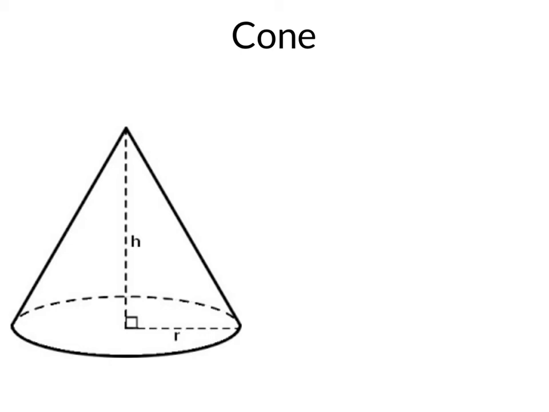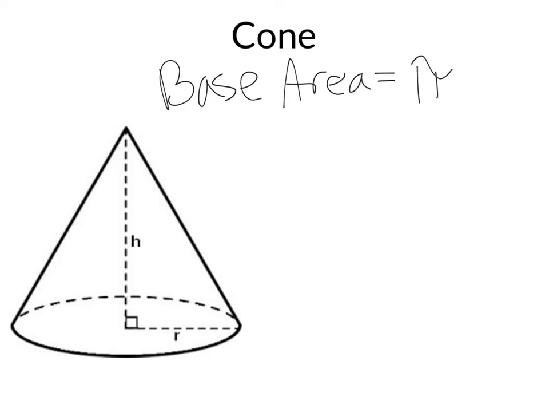Alright guys, so these last couple have some strange formulas. They're not too bad though. Alright, so let's look at this cone. I think we see something familiar here with this cone in that it has a circle base. So base area equals pi r squared. No big deal. We've seen that. We should be comfortable with that.